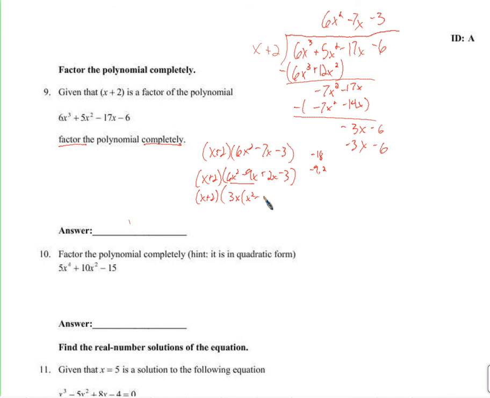3x times 2x minus 3, and 1 times 2x minus 3. These have a 1 in common. So 2x minus 3 times 3x plus 1. So the fully factored form is x plus 2 times 2x minus 3 times 3x plus 1. It's factored completely, so you just slide that over there, and that is the fully factored form.